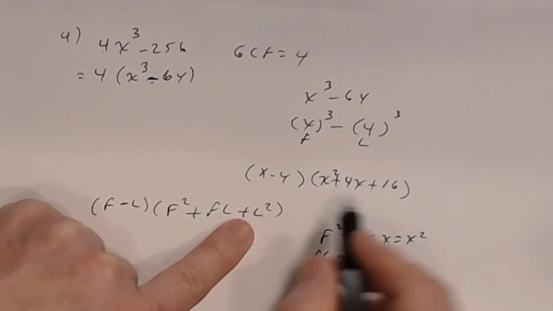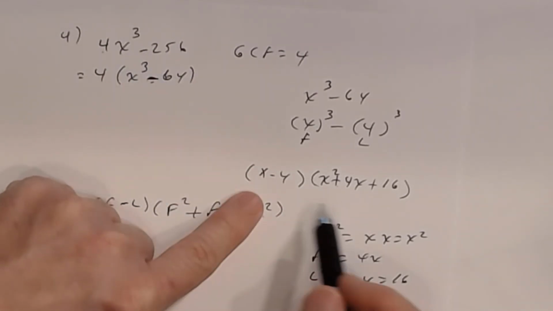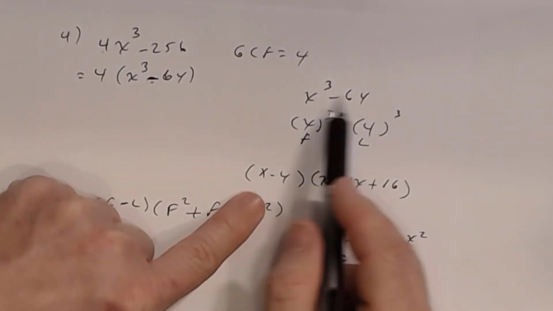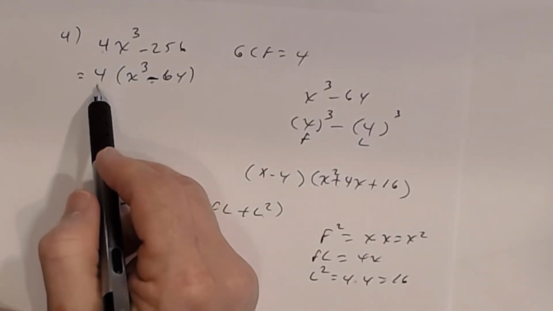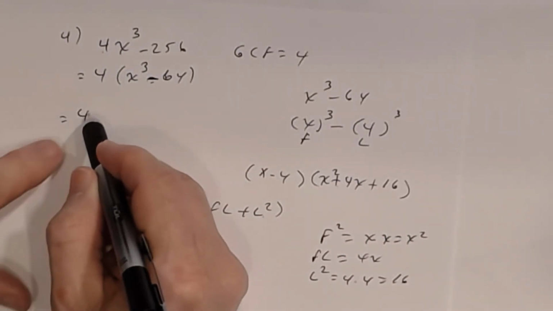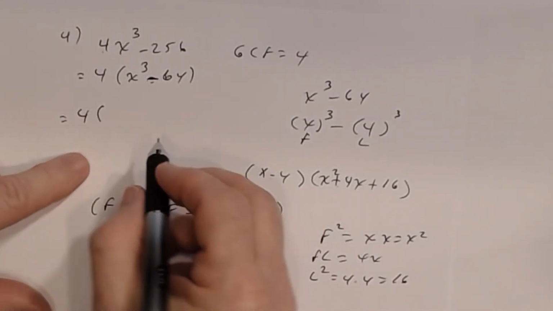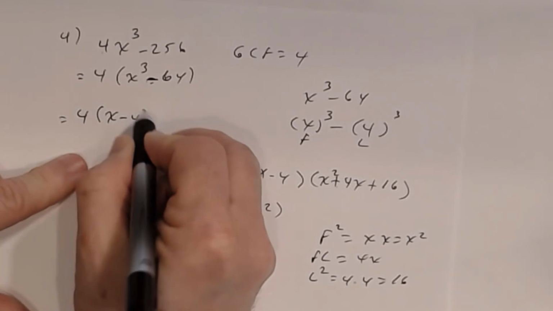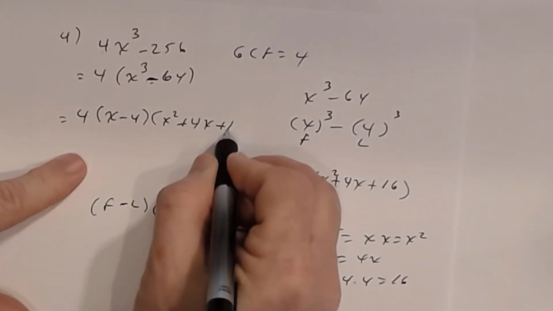So that goes here. Now, be careful, that's not the answer to the original problem. This is the answer to this. In the original problem, you factored out a 4, so you got to rewrite that 4. So you're going to get 4 times this binomial times this trinomial. So 4 times x minus 4 times x squared plus 4x plus 16.